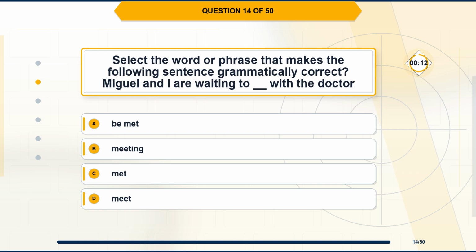Question 14. Select the word or phrase that makes the following sentence grammatically correct. Miguel and I are waiting to blank with the doctor. Option A, be met. Option B, meeting. Option C, met. Option D, meet.